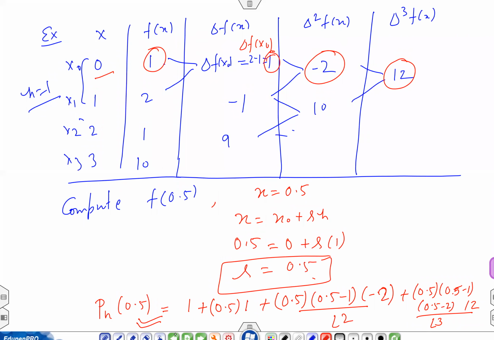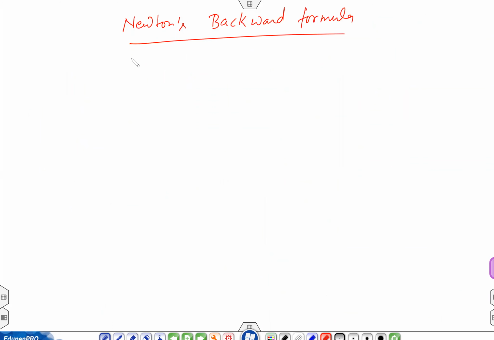If you see from here, if it is asked, compute the value of the function at 2.5. Compute f of 2.5 in the previous example. So how to compute?